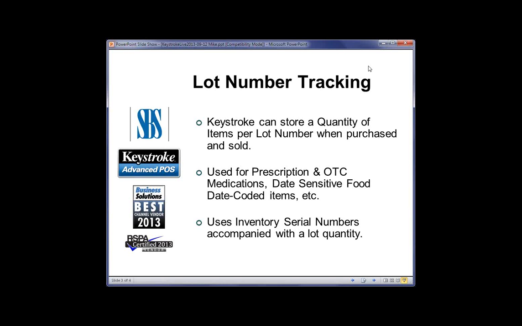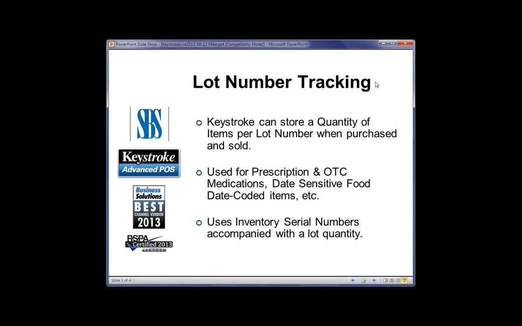Keystroke in the past has always used serial numbers for different types of items, but then we added the ability to use lot number tracking with the same serial number field. It does this by putting in a certain quantity per serial number or lot. I'll be showing you just basic serial numbers to give you the idea of how they work, which most of you already know. And then we're going to show how you can just turn on lot number tracking and use both of them together.